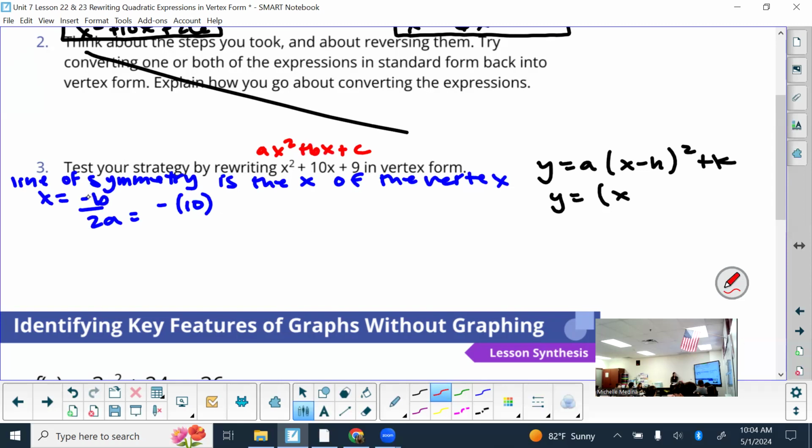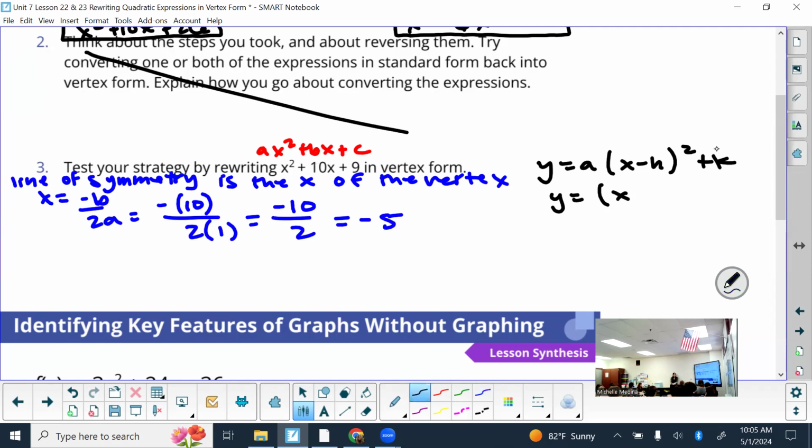But we're plugging it into this formula. So negative B, plugging in B is 10. Always use parentheses. And what's my A value? 1. Simplify, it's negative 10 over 2 times 1, which is 2. Negative 10 divided by 2 is negative 5. That is the x of my vertex.